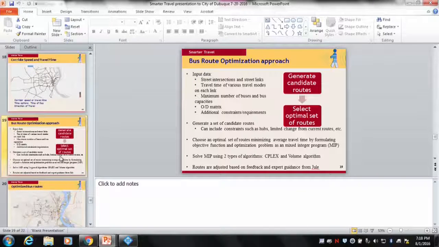So once that information is all obtained, then IBM did an optimization process. The optimization process took the attractions, the speeds, and how many buses the Jule system has and what their operating cost is. The bottom line is they want to keep the operating cost the same, and they design the routes.